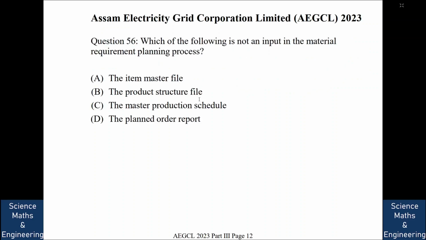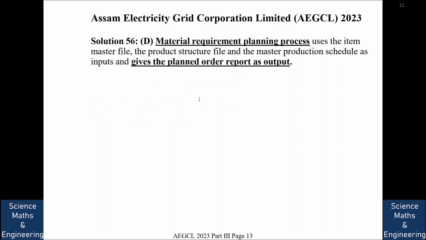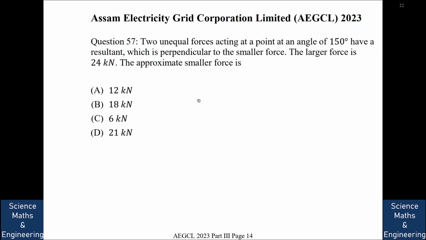Which of the following is not an input in the material requirement planning process, that is the MRP process? The material requirement planning process uses the master file, the product structure file and the master production schedule as inputs, whereas it gives the planned order report as output. So the planned order report is not an input to the material requirement planning process. Okay, we'll go to the next question.